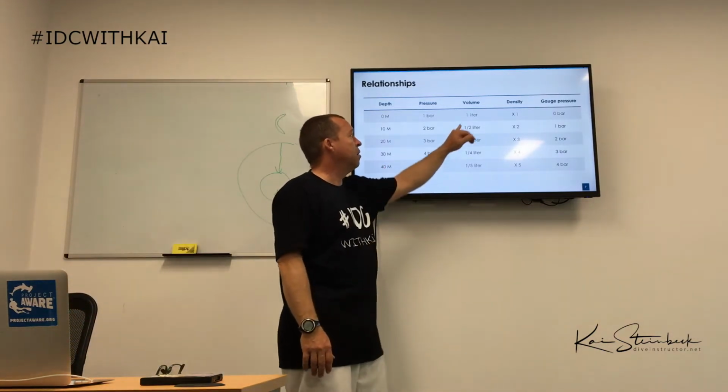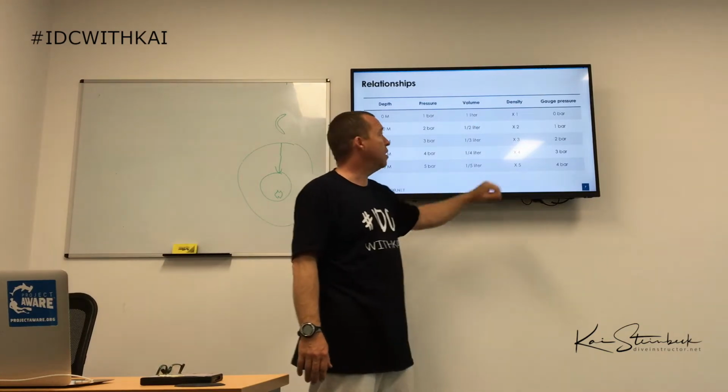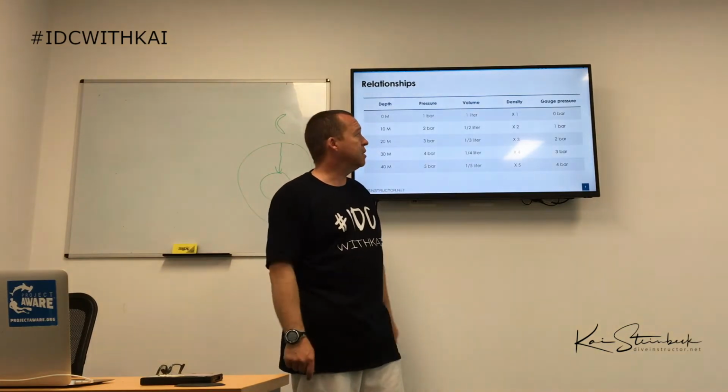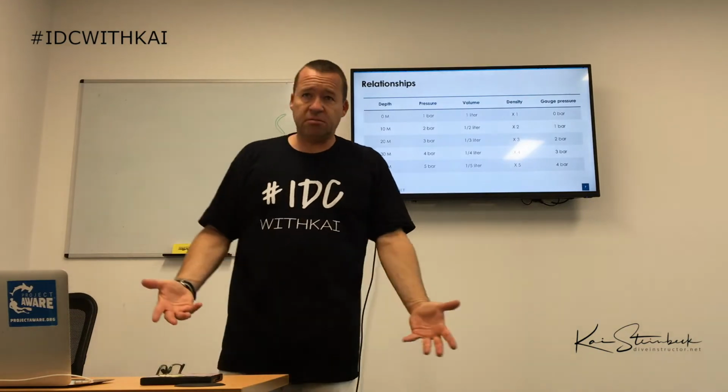And that goes down like that in increments. 1, 2, 3, 4 bar, 1 liter, half a liter, third of a liter, quarter of a liter, fifth of a liter. 1, 2, 3, 4, 5 times the density, and gauge pressure. You have that. Make sense? Yep.